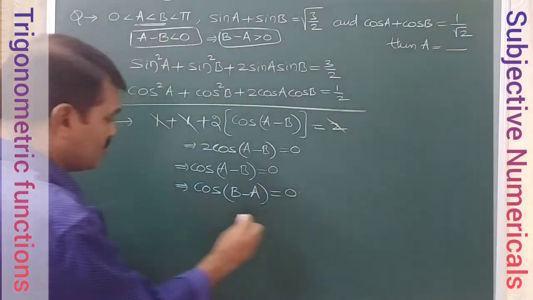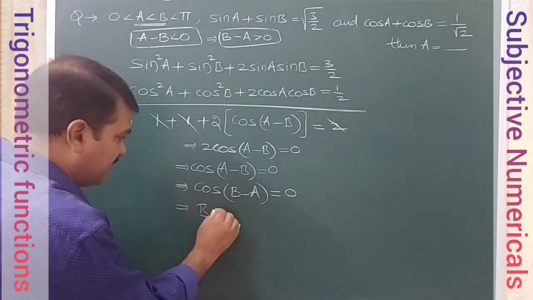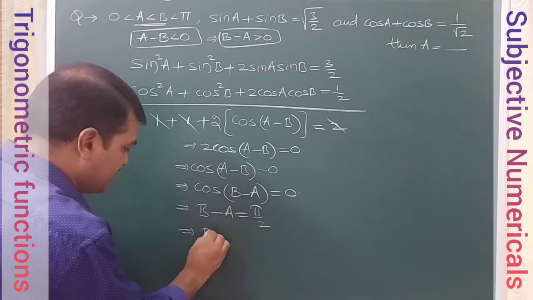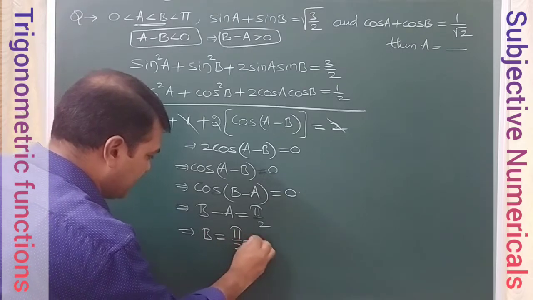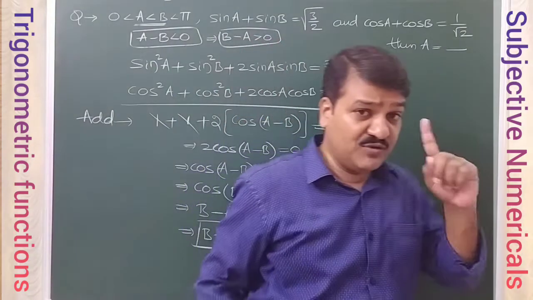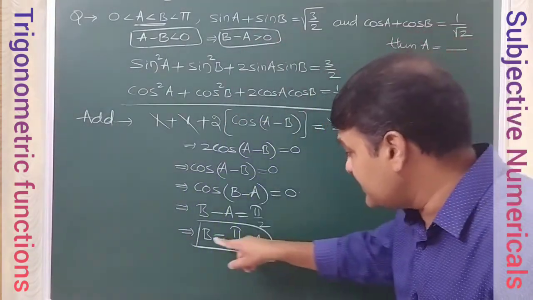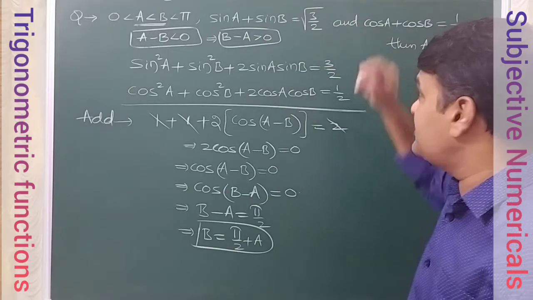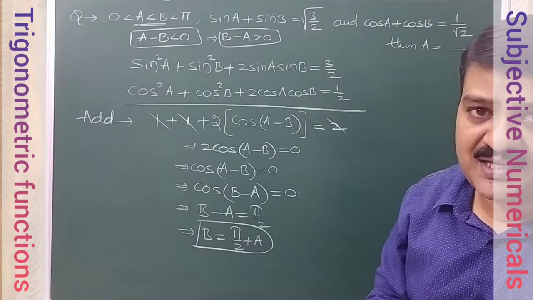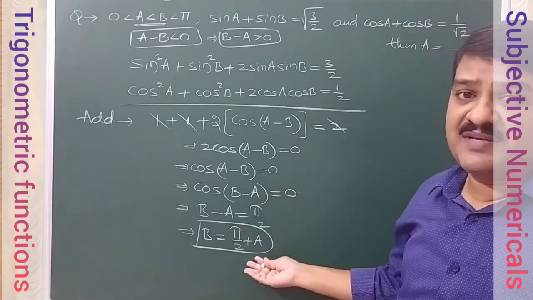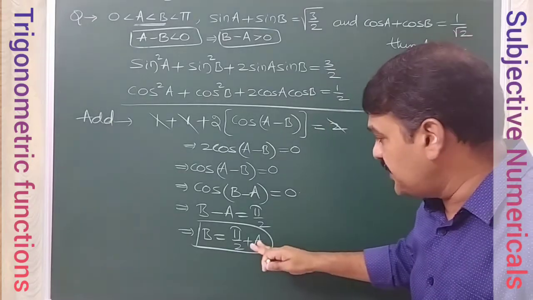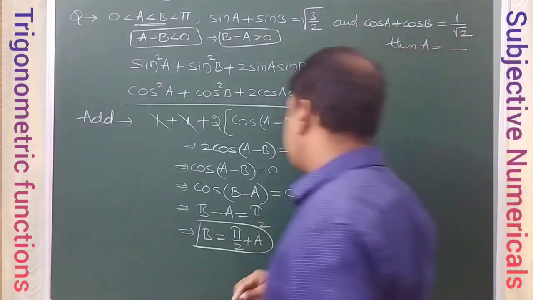So here we will get B minus A is equal to pi by 2. That means B is equal to pi by 2 plus A. So we got a relation like this. We have to find angle A. We will substitute this in both equations such that we get equations completely in terms of angle A. So solving, obviously we can find angle A. So we are eliminating B now, is the meaning of that. So substitute this in both the given equations now.